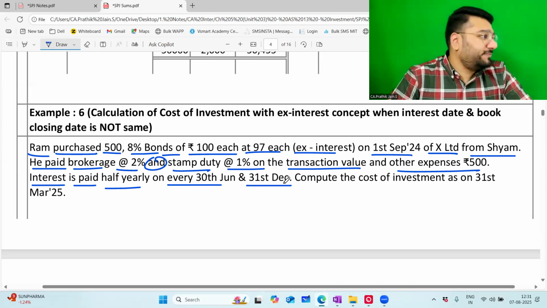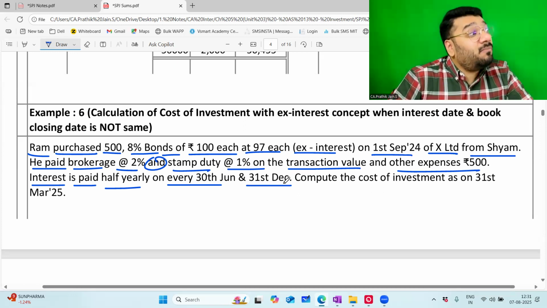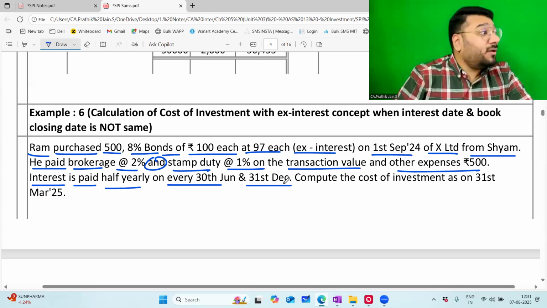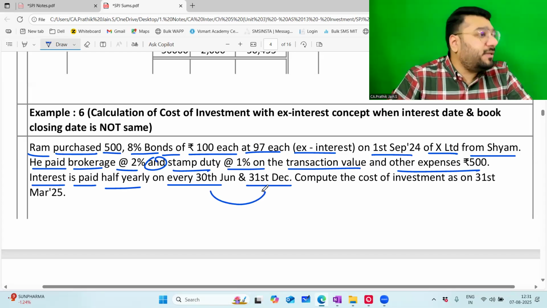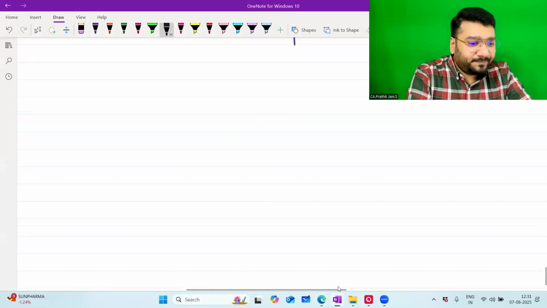This has changed. In the previous question, the interest dates were 30 September and 31st March, so the second half of the interest was happening at the end of the year. Now here, both interest dates are not at the end of the year, but somewhere in the middle of the year. Compute the cost of investment as on 31st March 25. Interest dates are changed. Now observe this very carefully.